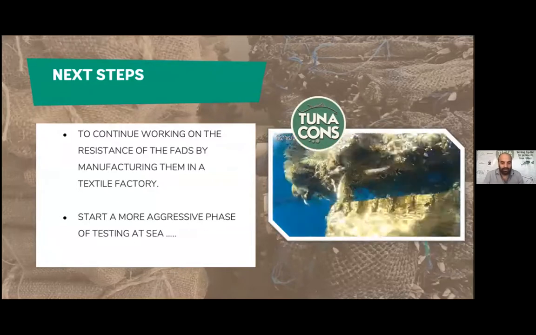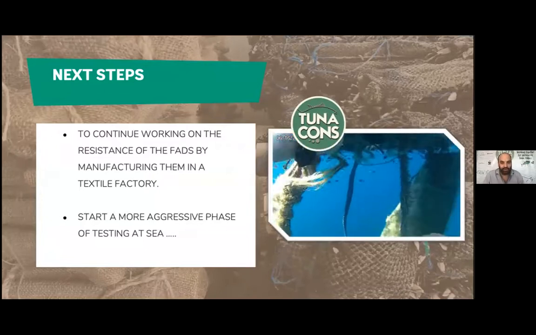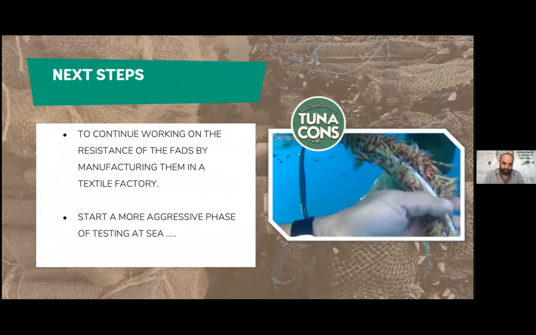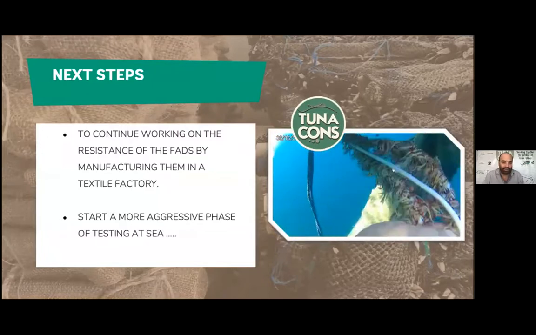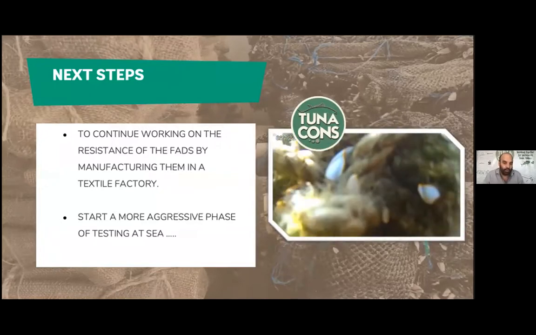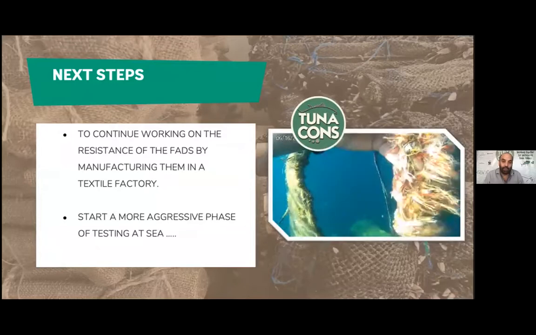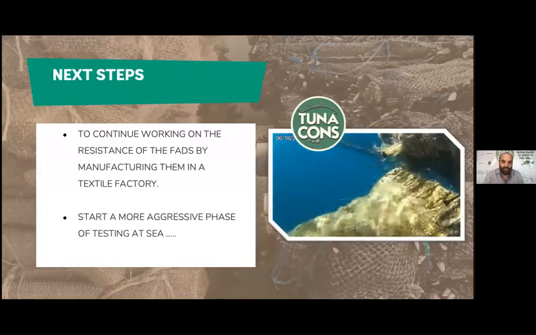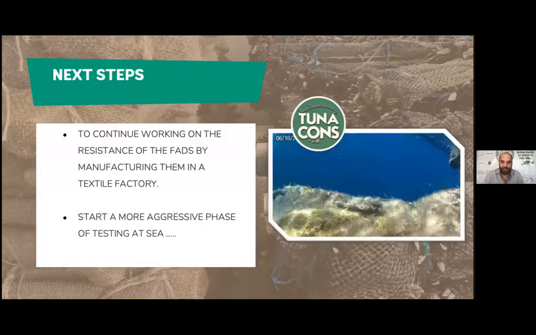So what are the next steps for all of those wanting to know what we're doing at Tunacons? We're going to continue working on the strength of fats and their resistance, and we're going into a manufacturing stage as well, at a more industrialized level. Our fats are degradable fats built by craftsmen in an artisan way. And according to the Northern Technical University, if we industrialize the process, if we do it with more sophisticated equipment for developing and creating the fabrics, which are the main part of the fats, we're going to reach greater resistance. So this is our next step.